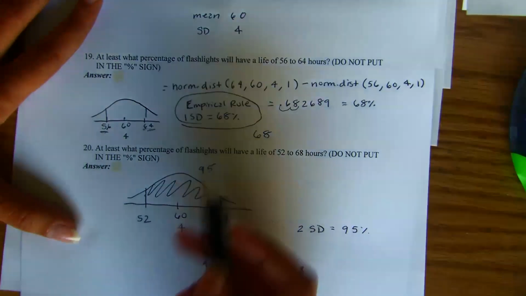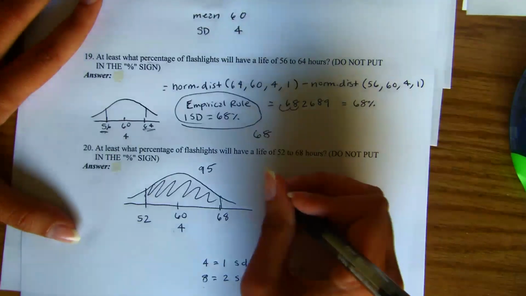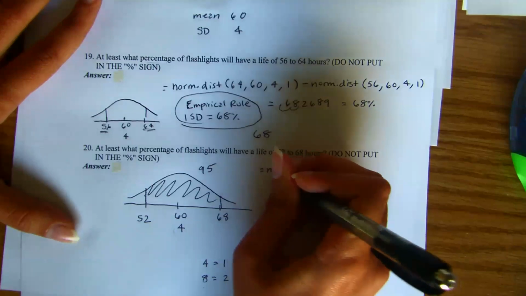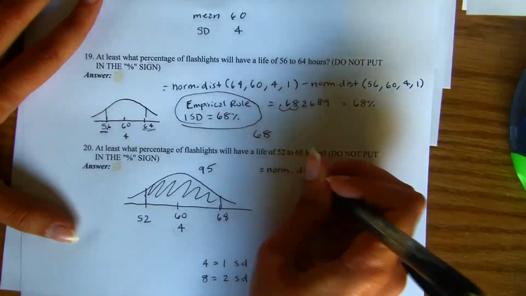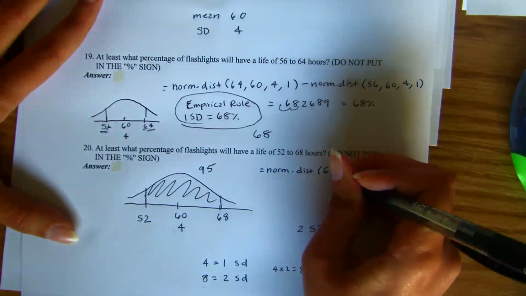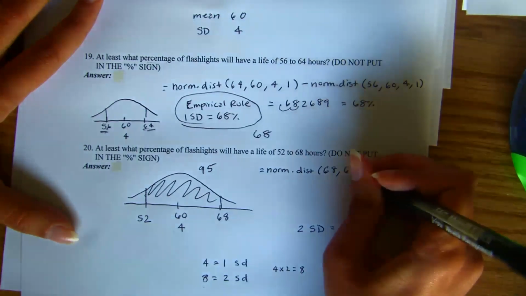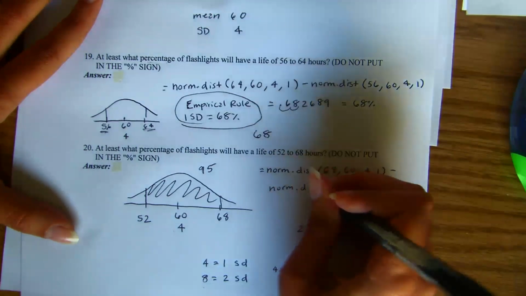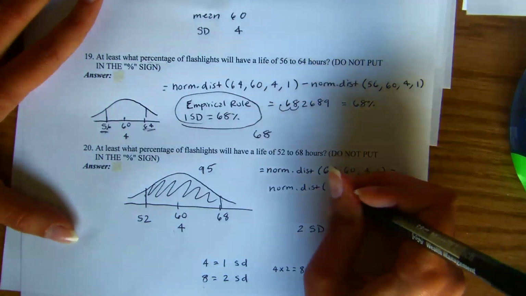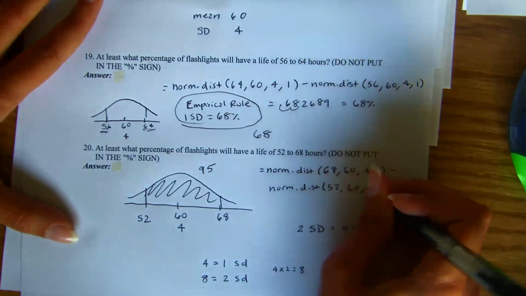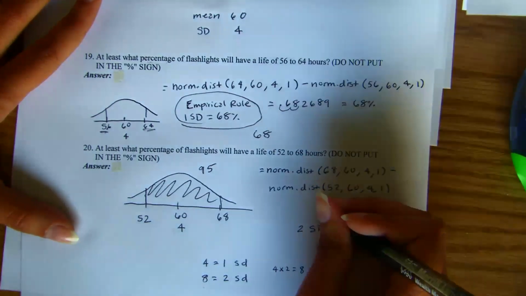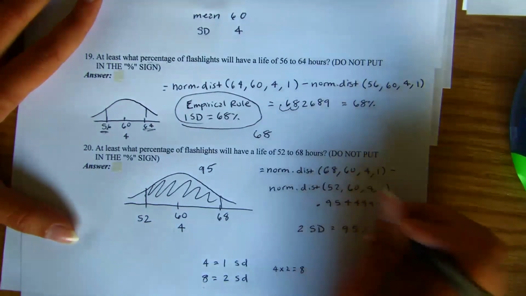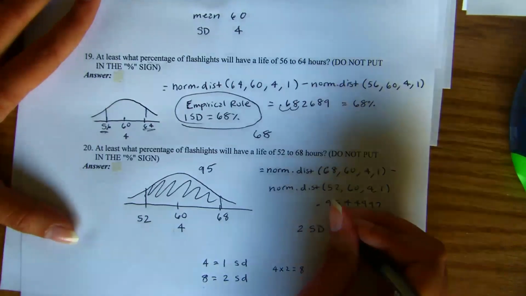And if you were to plug this into Excel, I'll just write it down here, just so you guys have it. So you could do norm.dist, you do 68, and you put our mean 60, 4, 1, minus norm.dist of 52, then 60, 4, 1. You would get 0.9544997, and you can just round that to 95%.